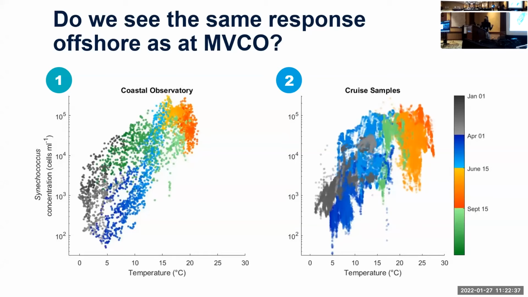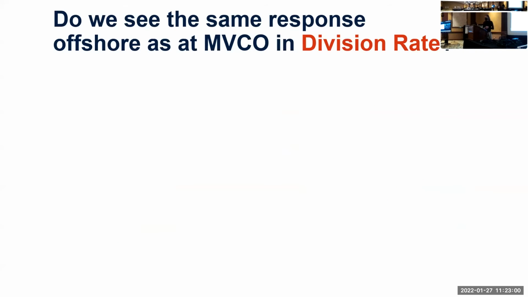Again, looking at all the data together, it seems like the pattern holds about until those very high temperatures, which we never see at MVCO. So that could be that there's just totally different water out there, right? We have warm core rings and things, and those concentrations are lower than we would predict based on the observations at MVCO. But I'll come back to that. Now we're going to move on to the division rate response.